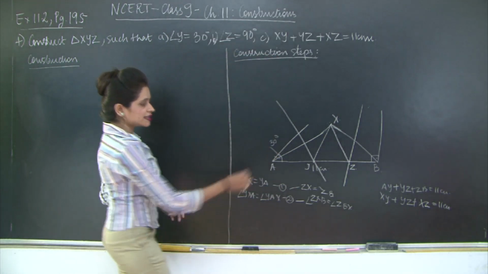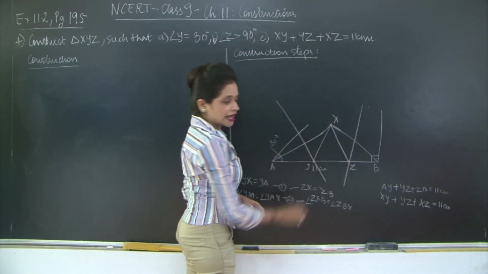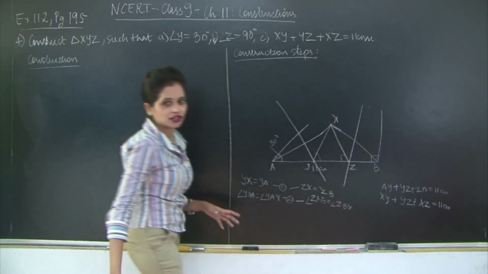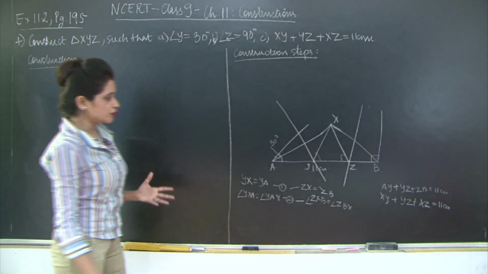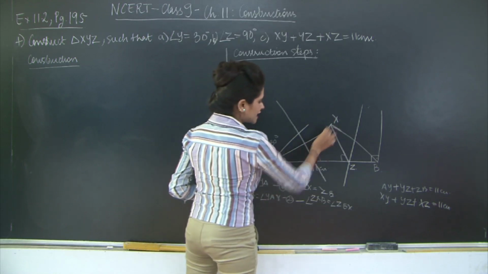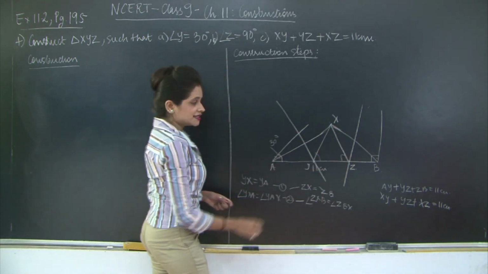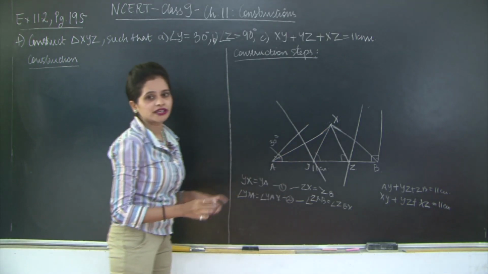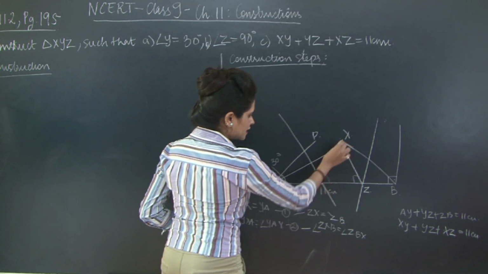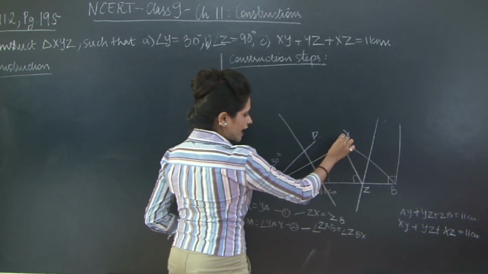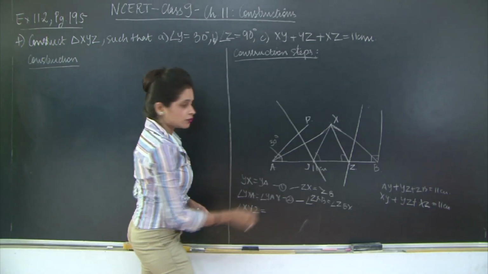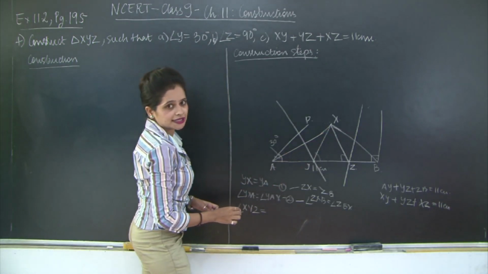Now we need to show that this angle XYZ is 30 degrees and this angle XZY is equal to 90 degrees. So how do we prove this? Now if you notice, you have these two angles equal, right? But this angle XYZ is the sum of these two angles through the exterior angle theorem. So you have, if you notice, these two angles are equal to each other. Therefore I get angle XYZ is equal to the sum of these two angles through the exterior angle theorem.